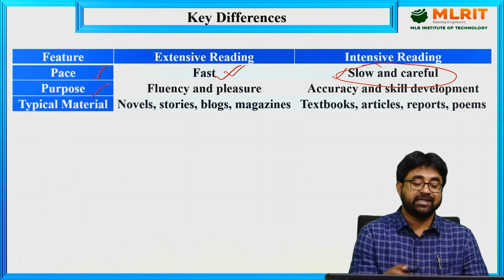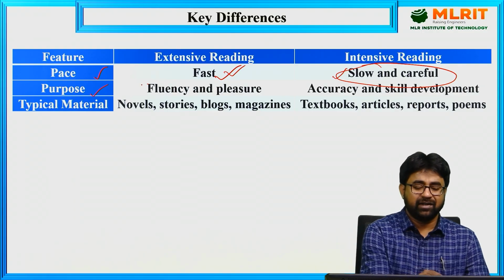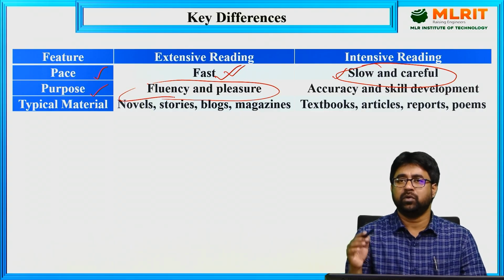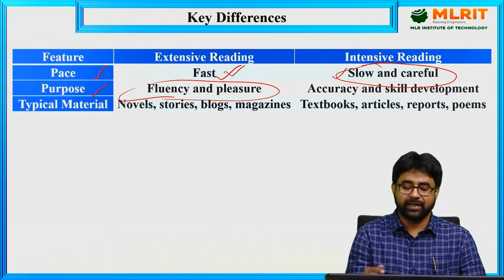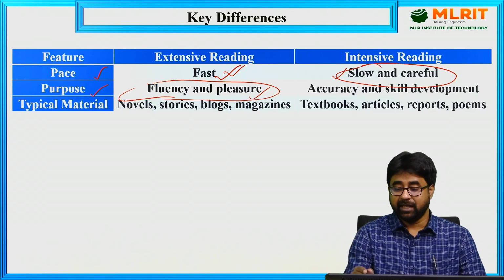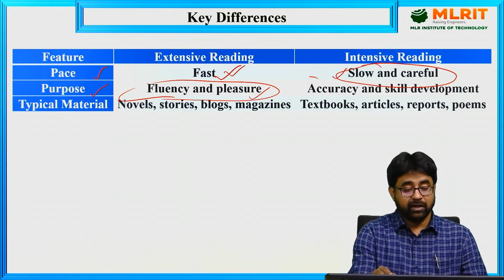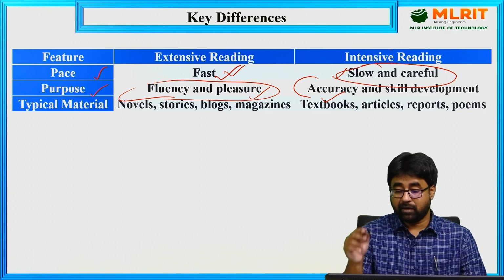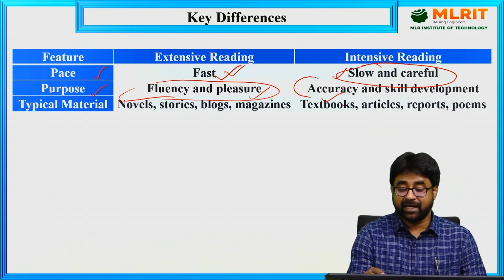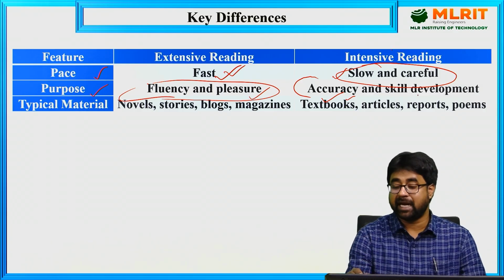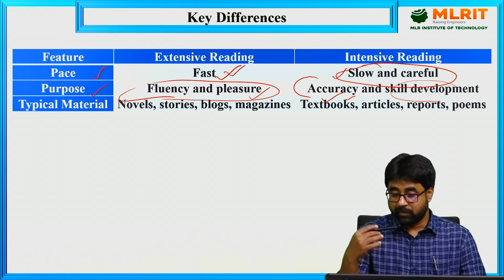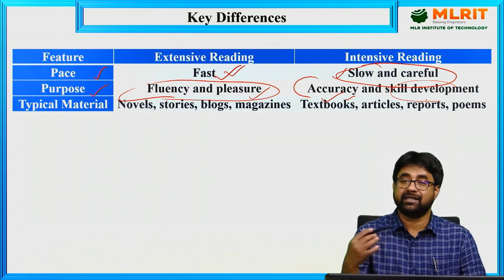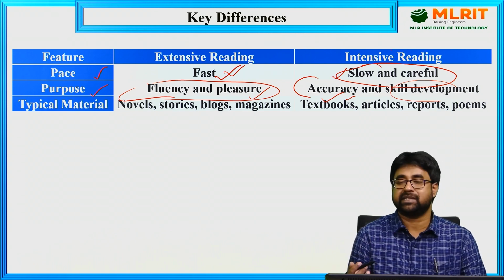Then, what is the purpose of extensive reading? Basically to enhance our reading fluency and to get pleasure. That's it. On the other hand, in intensive reading, the purpose is to develop accuracy and skill development. Why skill development? Because when we understand a topic thoroughly, we get some skill out of it.